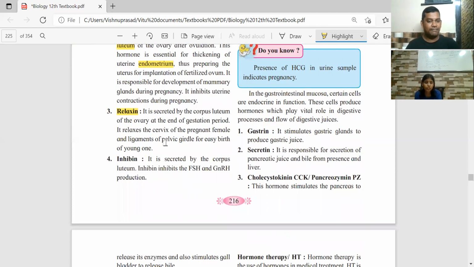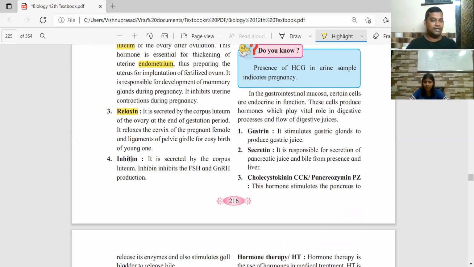The ligaments of the pelvic girdle will become relaxed, because towards the end of the pregnancy, parturition must begin. The body is being prepared for easy birth of the young one. Relaxation of the cervix and relaxation of the pelvic girdle ligaments both happen because of relaxin. The name itself tells you.